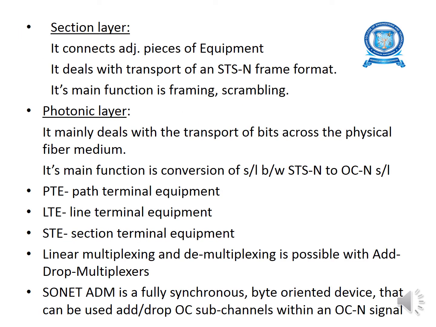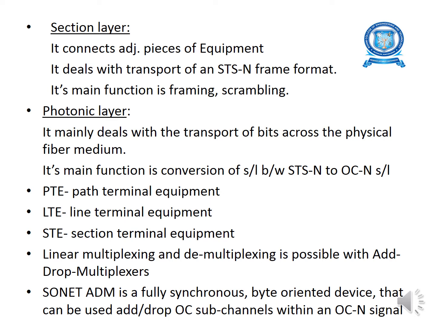Section layer. It connects adjacent pieces of equipment required in the network connection and deals with the transport of STS-N frame formats. Its main functions are framing and scrambling. Photonic layer. It mainly deals with the transport of bits across the physical fiber medium. Its main function is conversion of the signal from STS-N to the OC-N signal level.